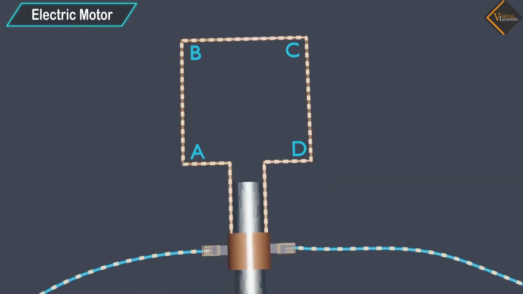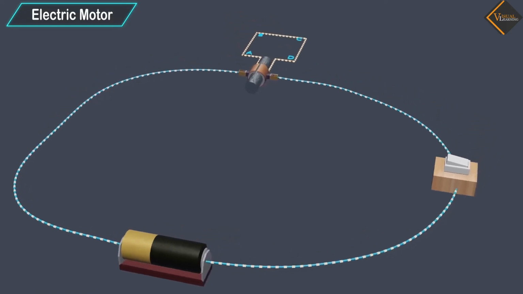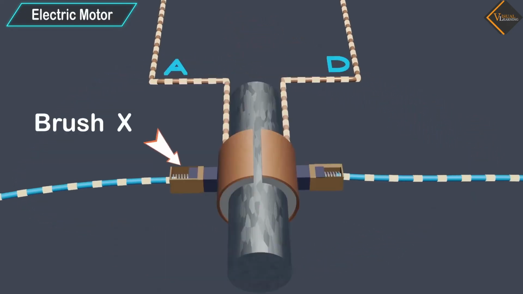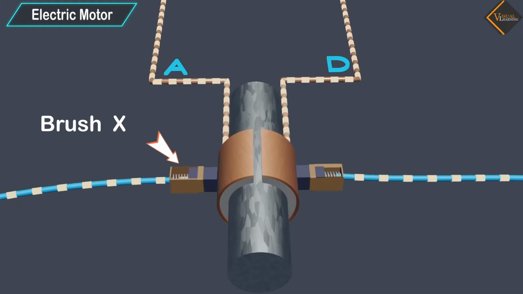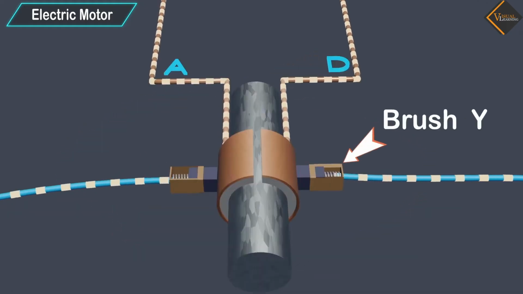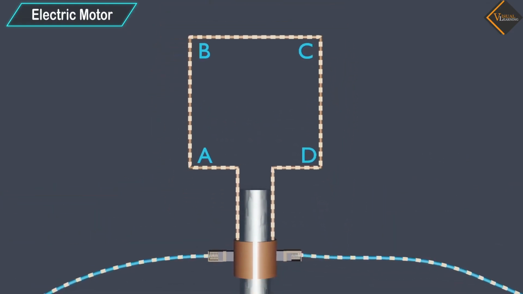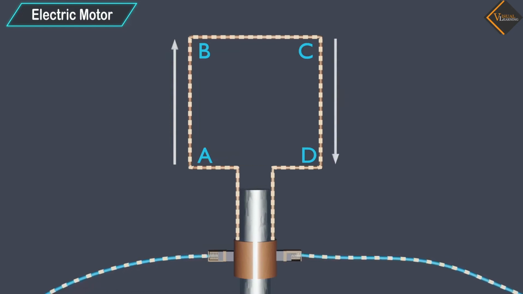Current in the coil ABCD enters from the source battery through conducting brush X and flows back to the battery through brush Y. Notice that the current in arm AB of the coil flows from A to B. In arm CD, it flows from C to D, that is, opposite to the direction of current through arm AB.